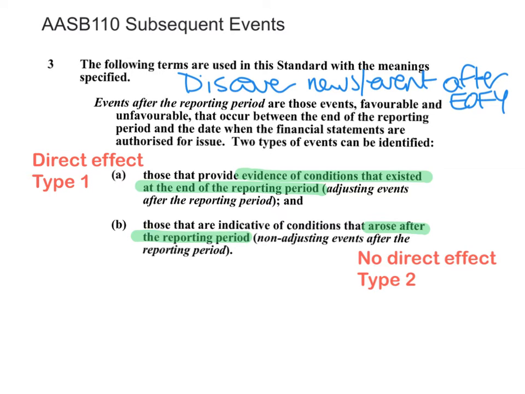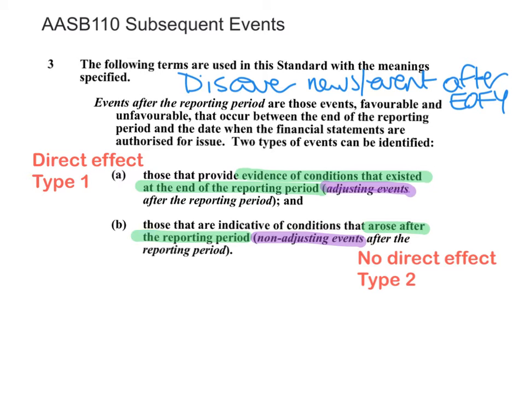Now, if you're looking at other textbooks, quite often these adjusting events are called type 1 issues, and non-adjusting events are called type 2. Now, the terminology I tend to use is based on that one. I use the terms adjusting and I use the terms non-adjusting.